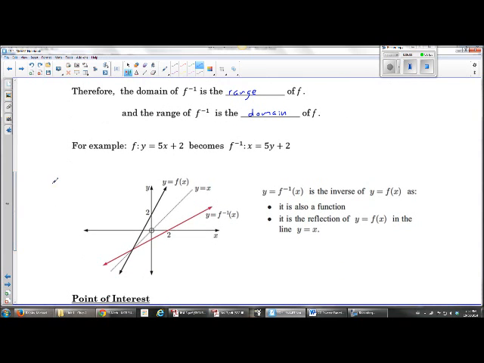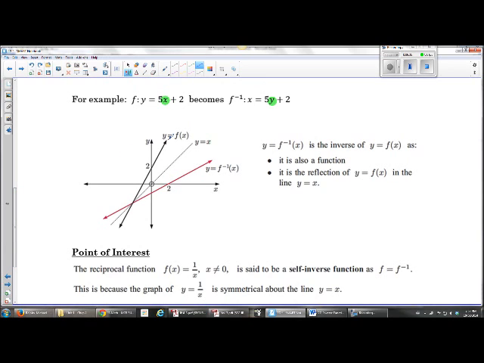So for example here, if we have function f such that y equals f of x, or 5x plus 2, and that function f becomes f inverse such that x equals 5y plus 2. Notice that the x and the y have just been interchanged. y equals f inverse of x is the inverse of y equals f of x.